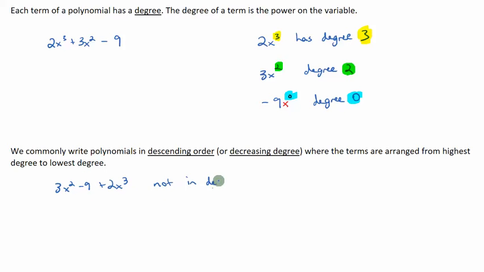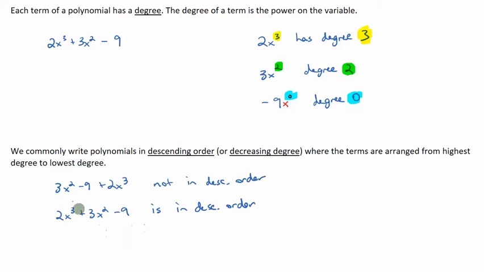This is not in descending order, because the first term has degree 2, and so every term after that should be lower than degree 2, but the third term has degree 3. Okay? But 2x cubed plus 3x squared minus 9 is in descending order.